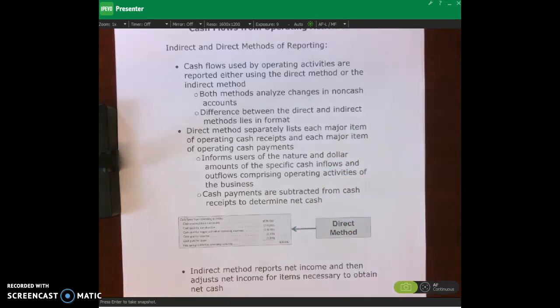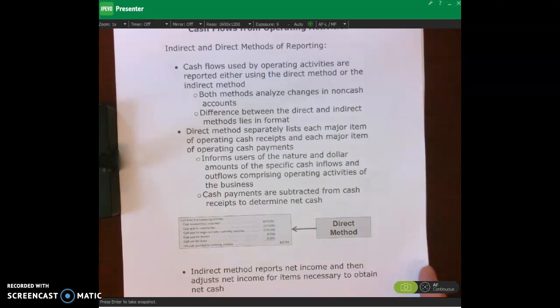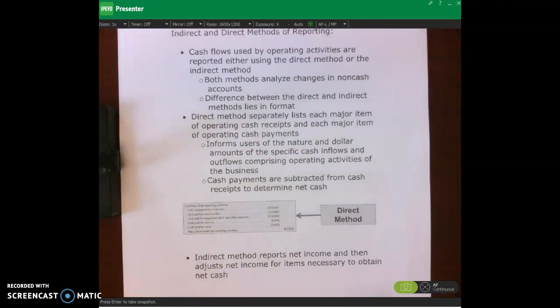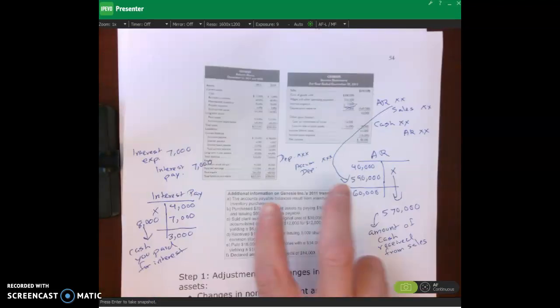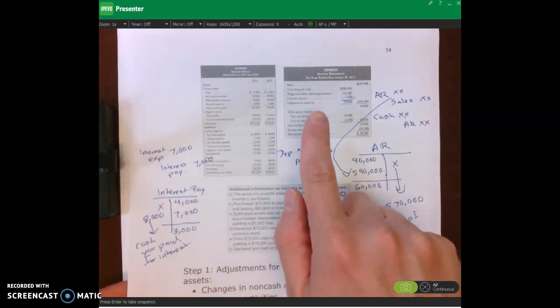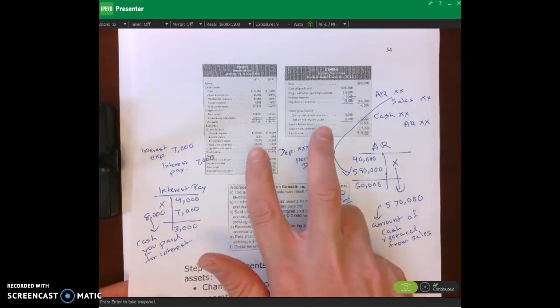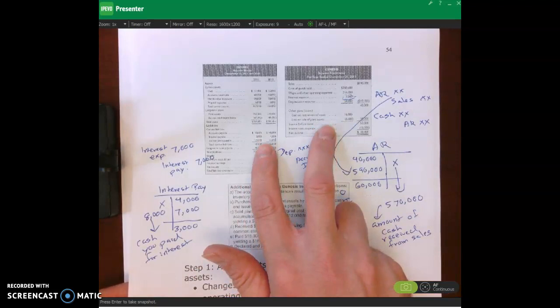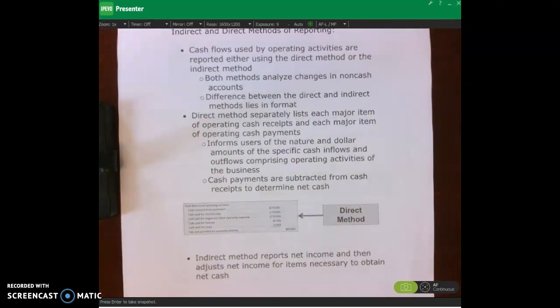Okay? So to do the direct method, we have a lot of fun with T accounts. T accounts are your friend when we are doing the direct method. So let's go ahead and jump into some T accounts. The first one that we want to do, and we're going to be using our same comparative balance sheets and income statement here to do our direct method. We'll be doing a lot of T accounts.